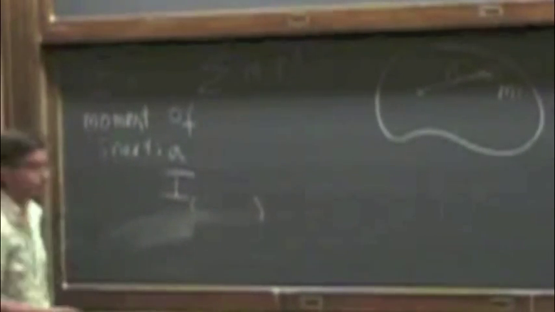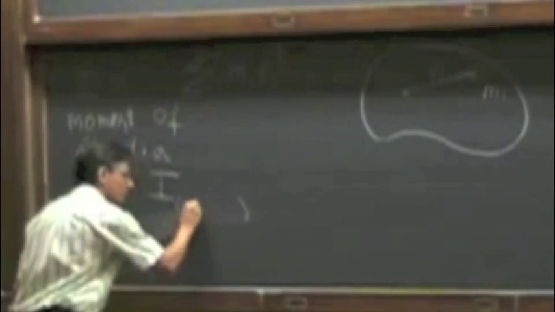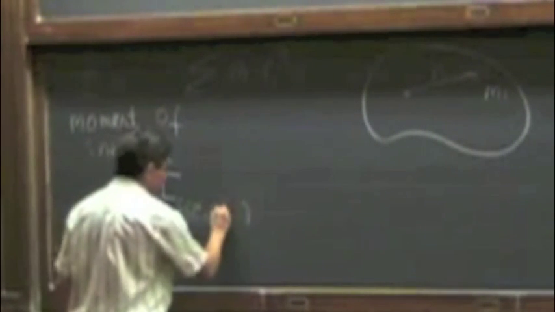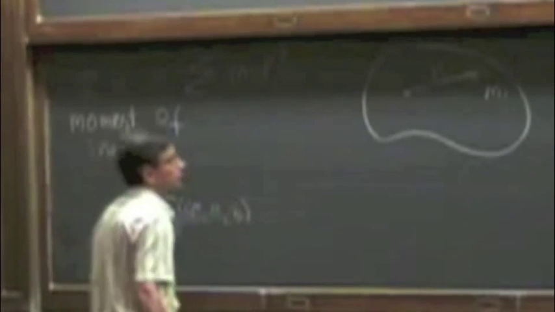Okay? So it's not a specific or an intrinsic property of an object. Moment of inertia is not. Mass is, moment of inertia is not. It depends on where you're going to put your axis of rotation. Okay? So you want to always specify: measured with respect to what? Measured with respect to the center of mass, or is it measured with respect to point A, or is it measured with respect to point B?